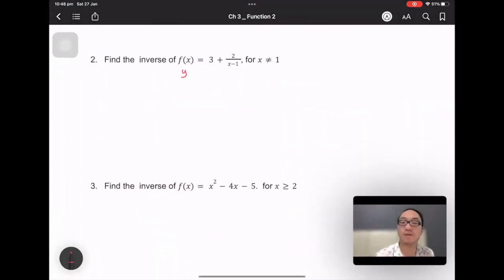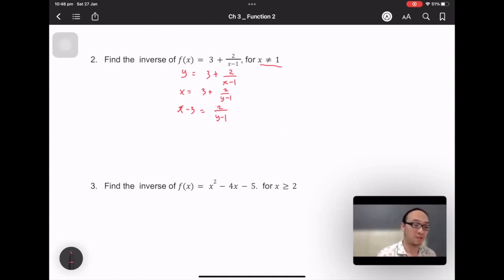Now continue to this. y equals 3 plus 2 over x minus 1, for x not equal to 1, because it will be the vertical asymptote. So we replace x and y. So x equals 3 plus 2 over y minus 1, and then we make y the subject. So it's x minus 3 equals 2 over y minus 1, and then I can just cross multiply.